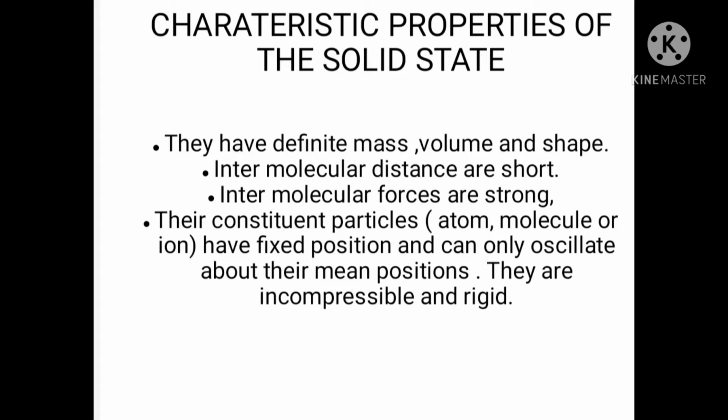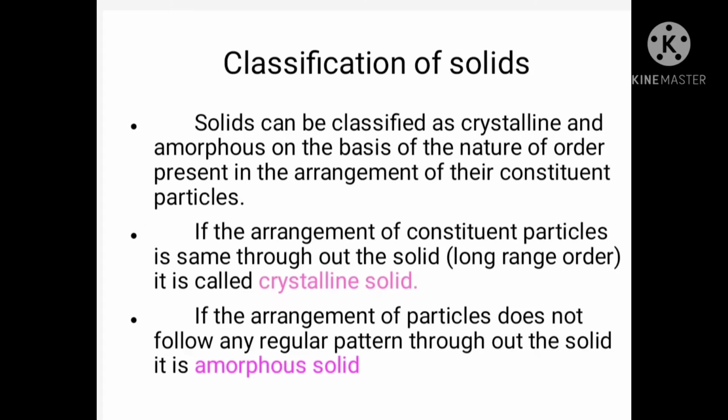Why are solids rigid? Because the constituent particles in solid have fixed position and can only oscillate about their mean position. On the basis of nature of order present in the arrangement of their constituent particles, solids can be classified as crystalline and amorphous. The major classification of solids are crystalline and amorphous.